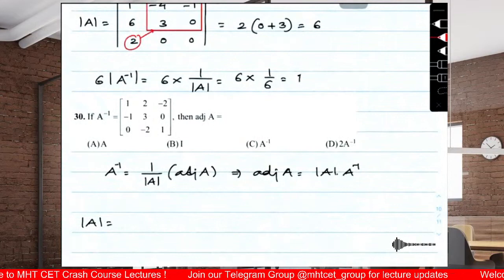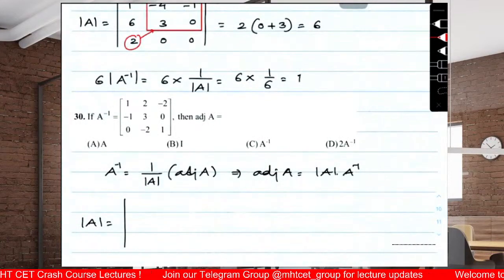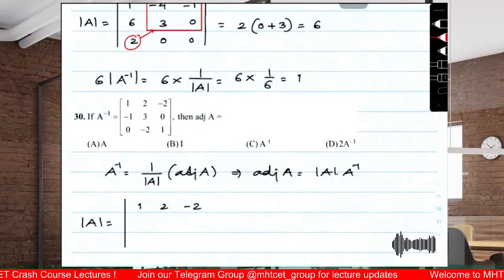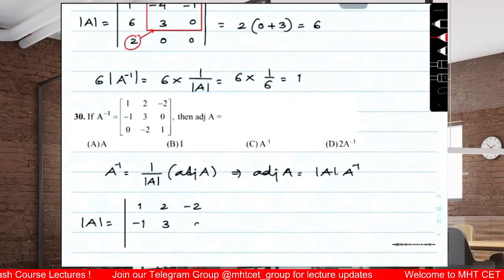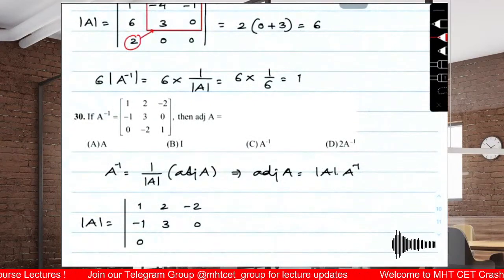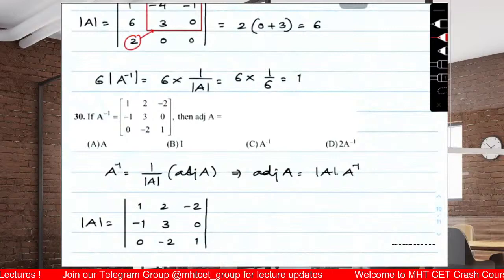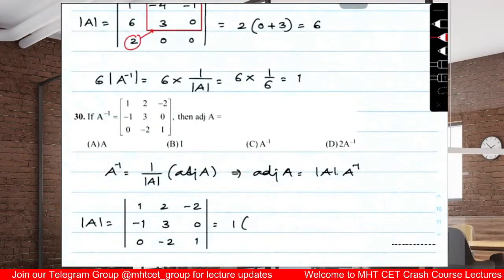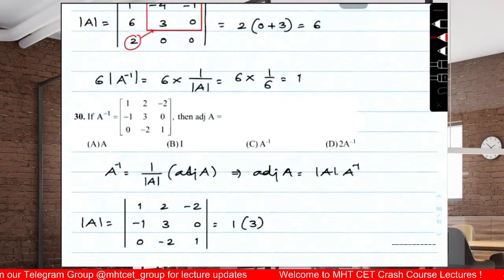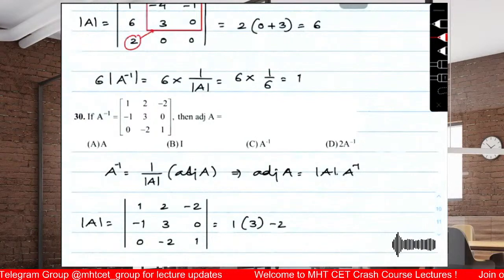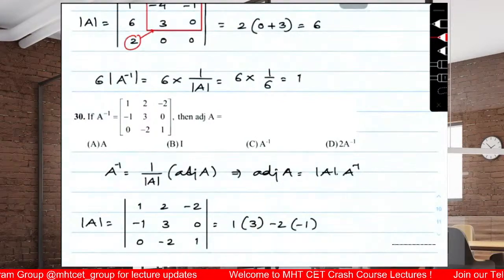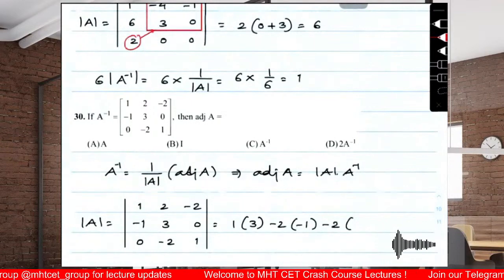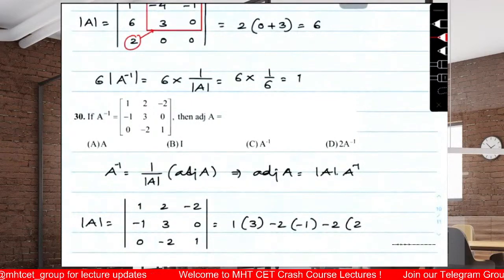So determinant of A is determinant of 1, 2, minus 2, minus 1, 3, 0, 0, minus 2, 1. Okay, so what is this? 1 into 3. Minus 2 into minus 1. And minus 2 into 2.